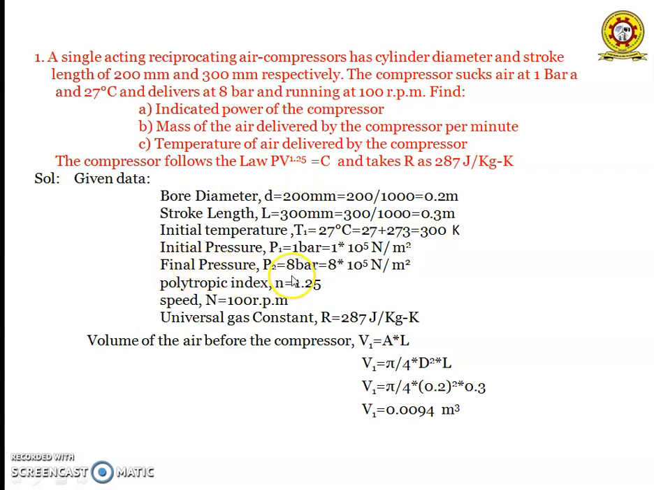And delivers at 8 bar. So final pressure P2 is equal to 8 bar. So we have to convert bars in terms of Newton per meter square. That is equal to 8 into 10 to the power of 5 Newton per meter square. And running at 100 rpm, means speed N is equal to 100 rpm. The compressor follows the law PV^1.25 equal to constant, that is n is equal to 1.25. And universal gas constant R is equal to 287 joule per kg Kelvin. So these are the three unknown parameters we have to calculate.